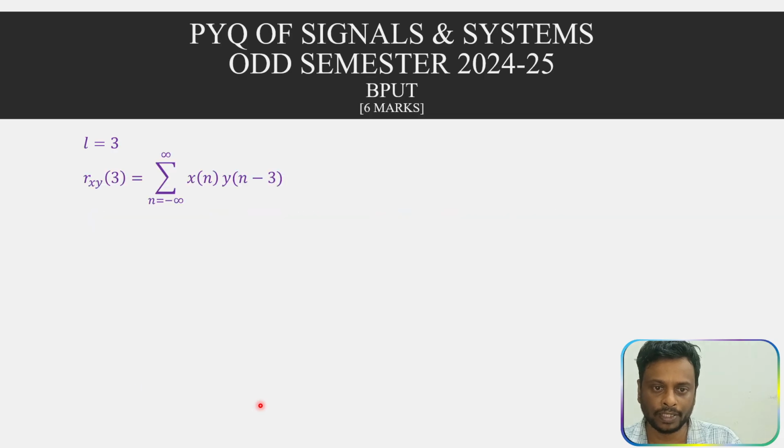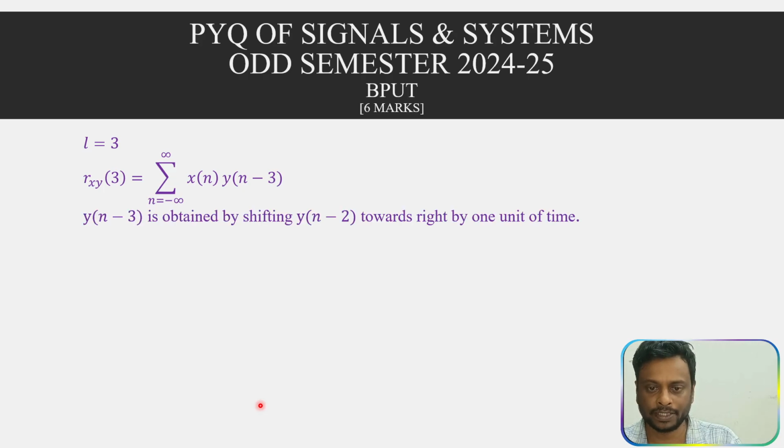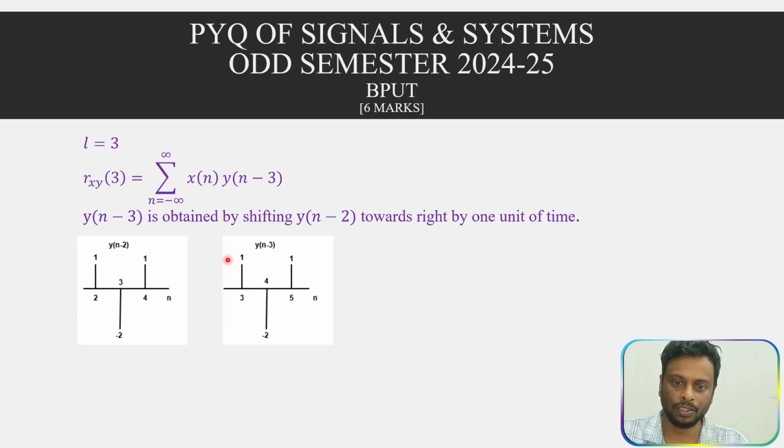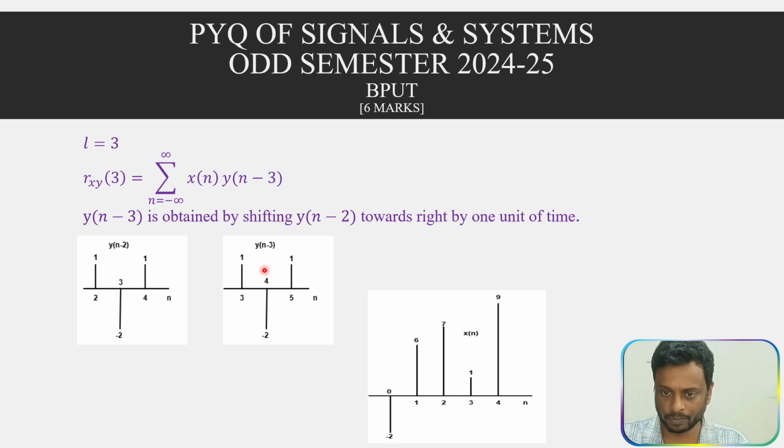Then at l equal to 3, it will be y of n minus 3. y of n minus 3 is obtained by shifting y of n minus 2 by 1 unit in time towards the right. This is our y of n minus 2, just shift it towards the right. Next, multiply with x of n. Already we have the sample values at 3 and 4.